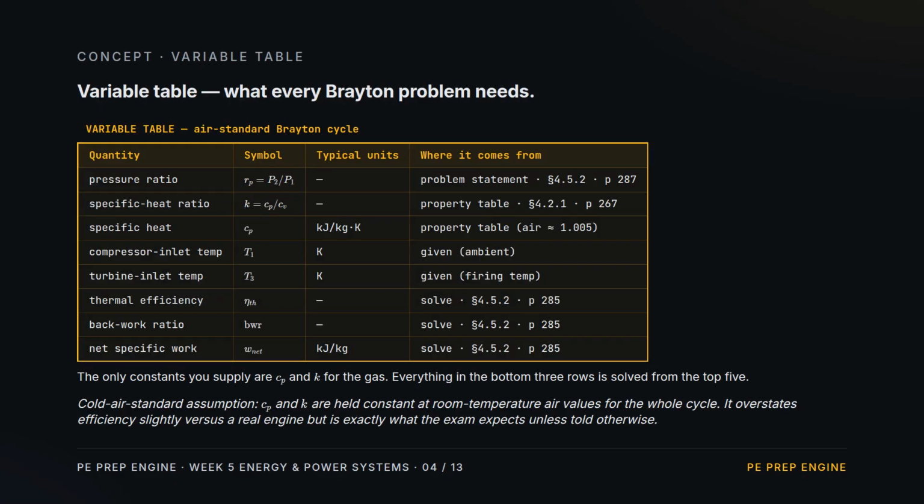The variable table for every Brayton problem. Pressure ratio RP and specific heat ratio K, both pure numbers. The specific heat CP for air about 1.005 kilojoules per kilogram Kelvin. Compressor inlet temperature T1, usually ambient. Turbine inlet temperature T3, the firing temperature. And the 3 answers: thermal efficiency, back work ratio, and net specific work. The only constants you bring are CP and K for the gas. Cold air standard means you hold both at room temperature air values the whole way around. Exactly what the exam expects, unless it says otherwise.